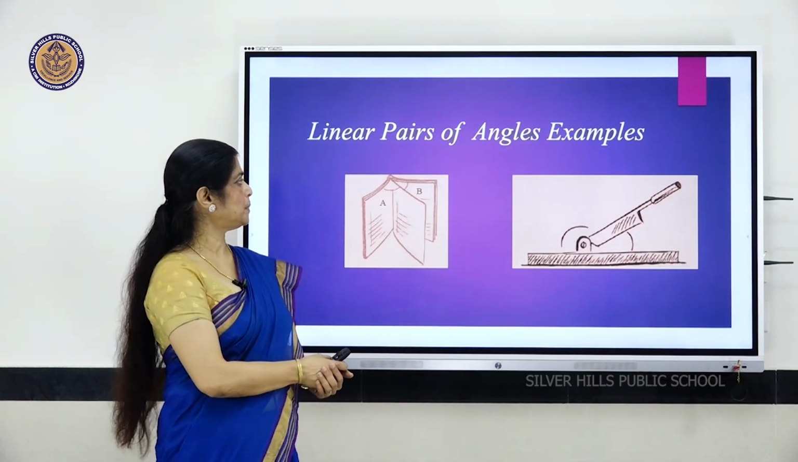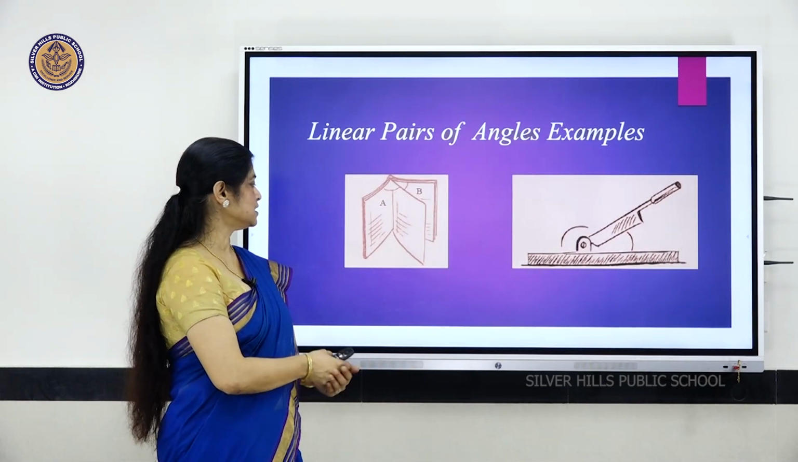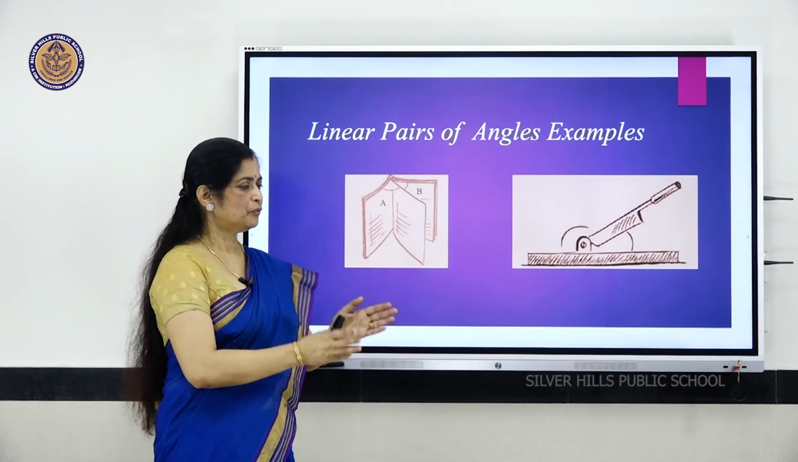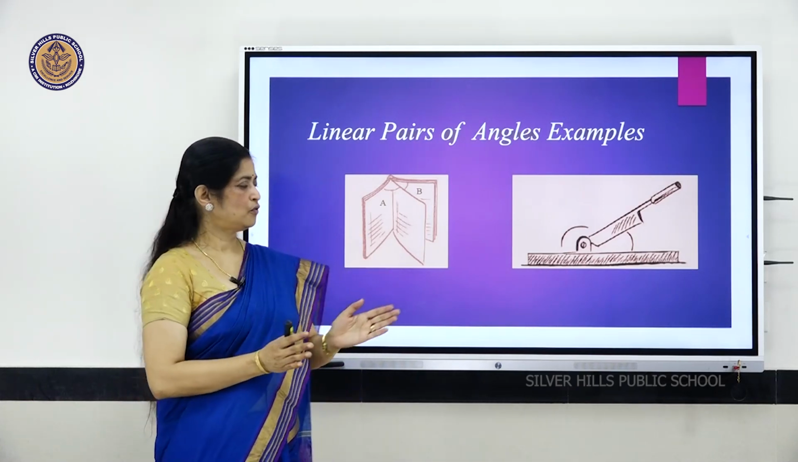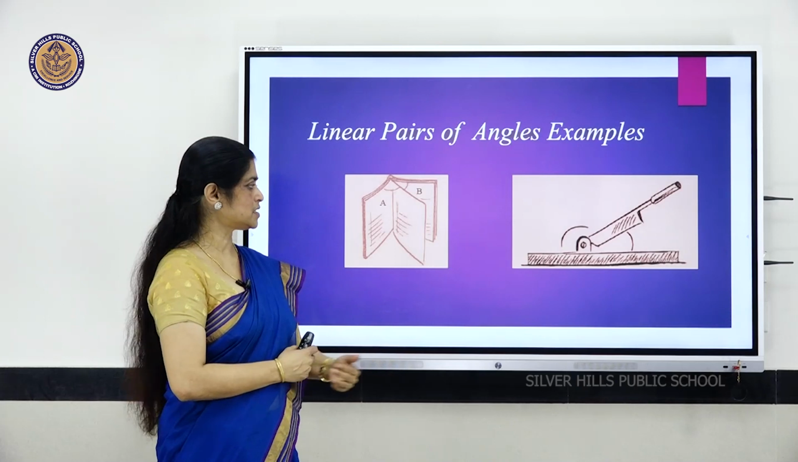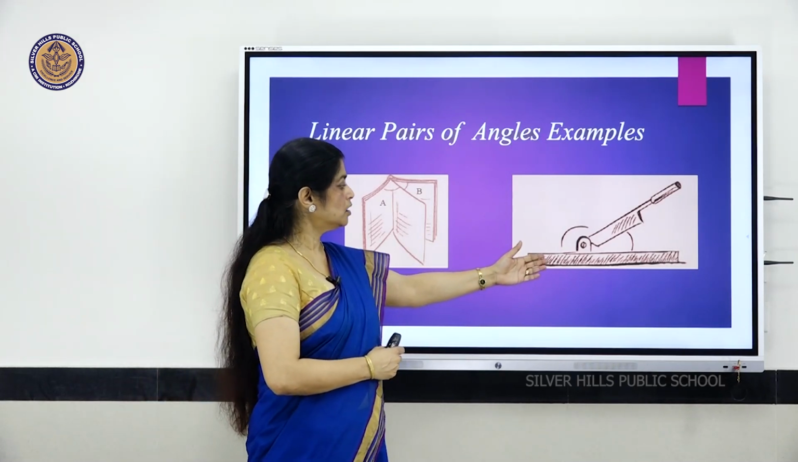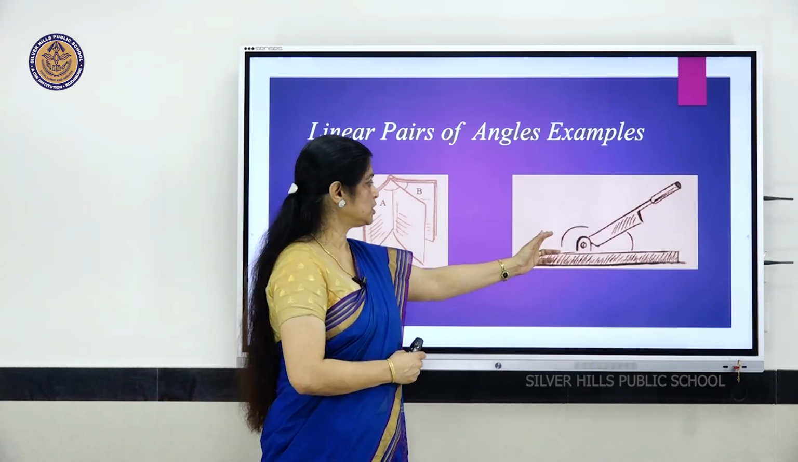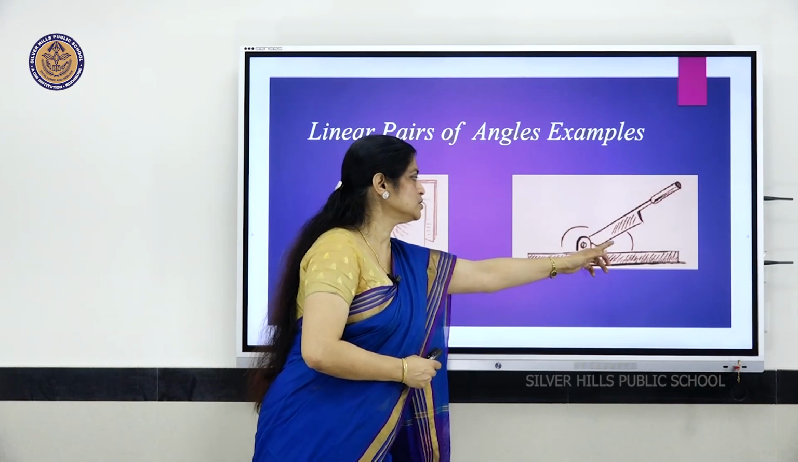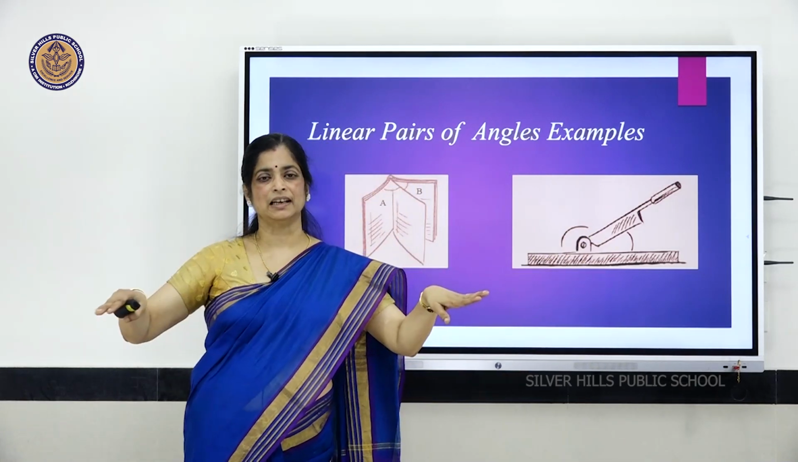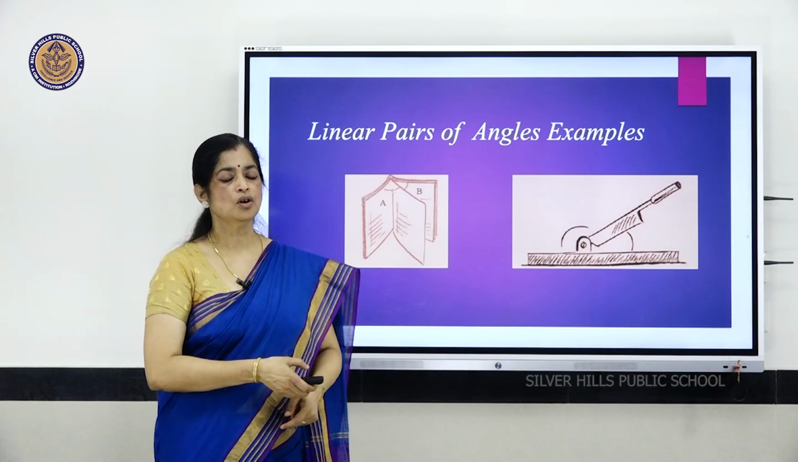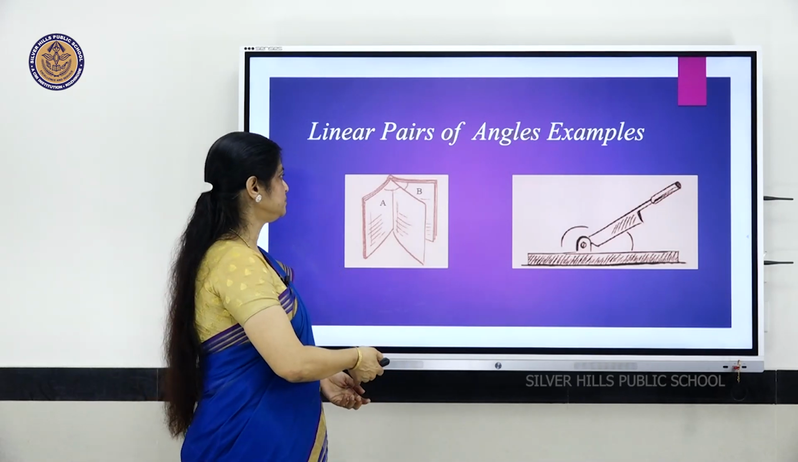Examples of linear pairs of angles. A book which is open wide forms a linear pair of angles. Similarly, a chopping board, you can see two angles. These two angles form a straight line. The sum should be equal to 180 degrees.